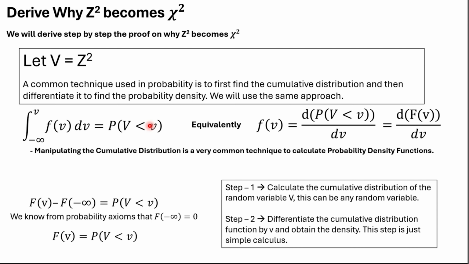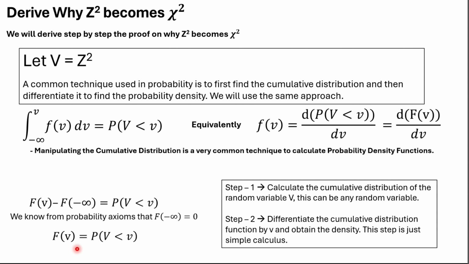Now, when you perform this integral on the left hand side, you get the cumulative distribution at the value v, capital F_V of v, minus the cumulative distribution at minus infinity, which is still equal to the probability of the random variable being less than value v. Again, this is nothing but the expansion of the above integral and pretty standard cumulative distribution stuff. We know from probability axioms that the cumulative distribution at minus infinity is zero. There's no data point there on the left hand side of minus infinity, so there's no height to the probability density function, so it becomes zero.